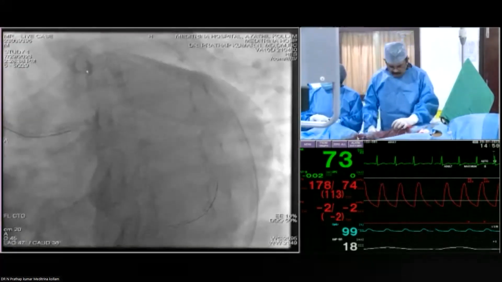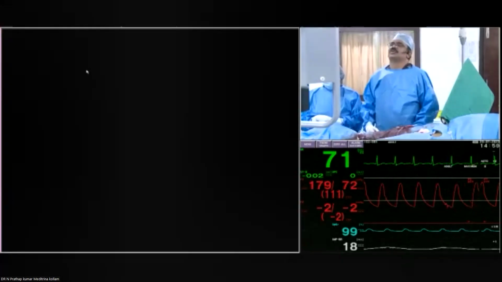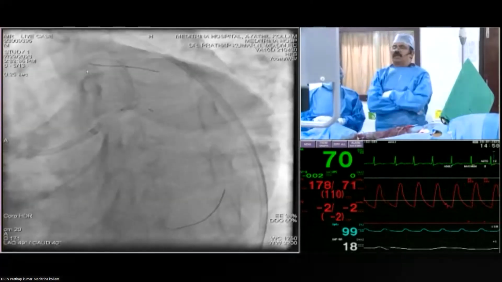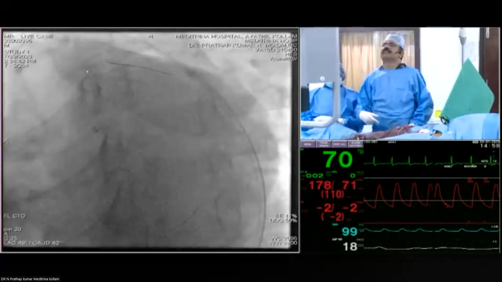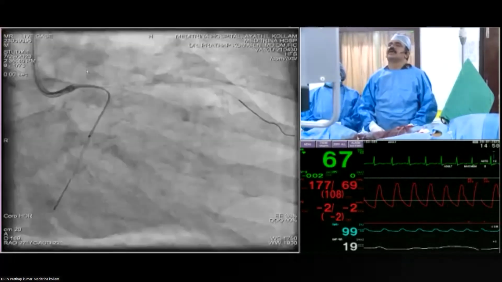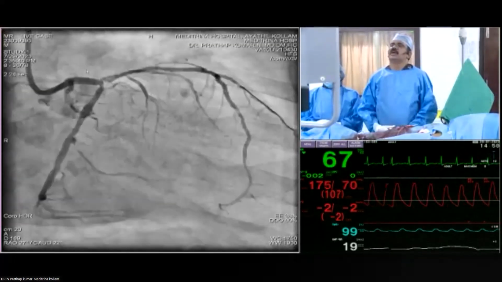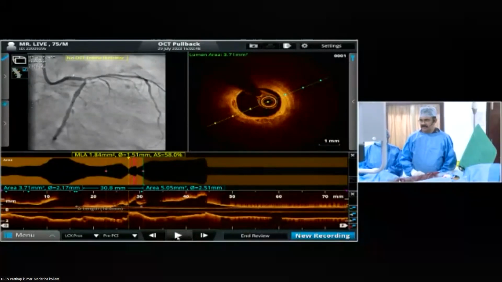Dr. Pratap, we're back. I am also ready. How do we approach? Just show us. We did a balloon dilatation here. Next. We did an OCT on the circumflex first. Can you show the OCT?